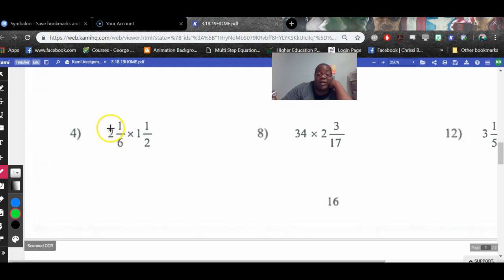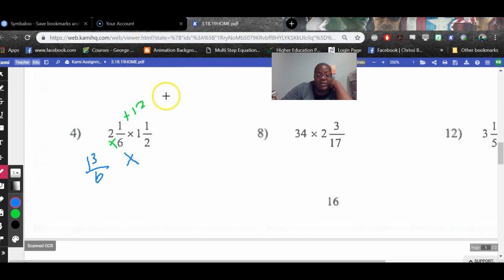We do that by multiplying the whole number with the denominator. So I have 2 times 6. 2 times 6 is 12. Add the numerator. So really you're looking at 12 plus 1. 12 plus 1 is 13. And then you're going to keep the same denominator. So really, that's going to be 13 over 6.